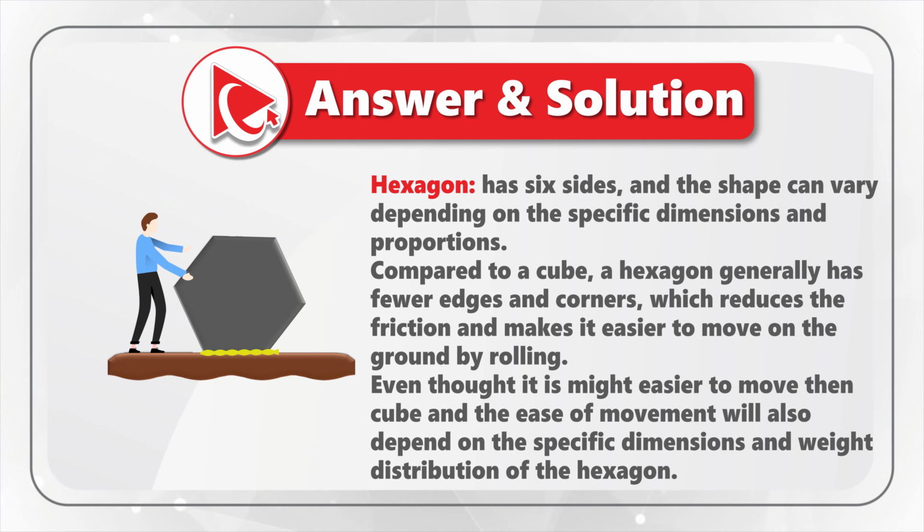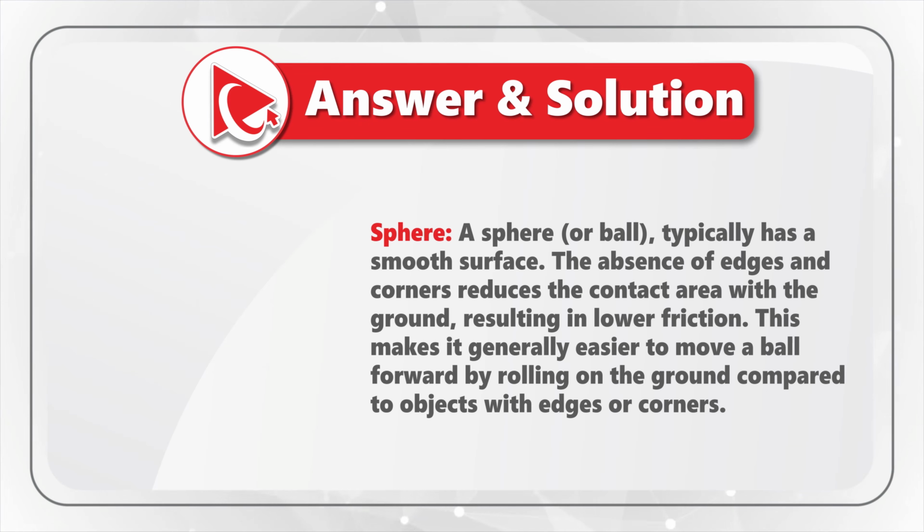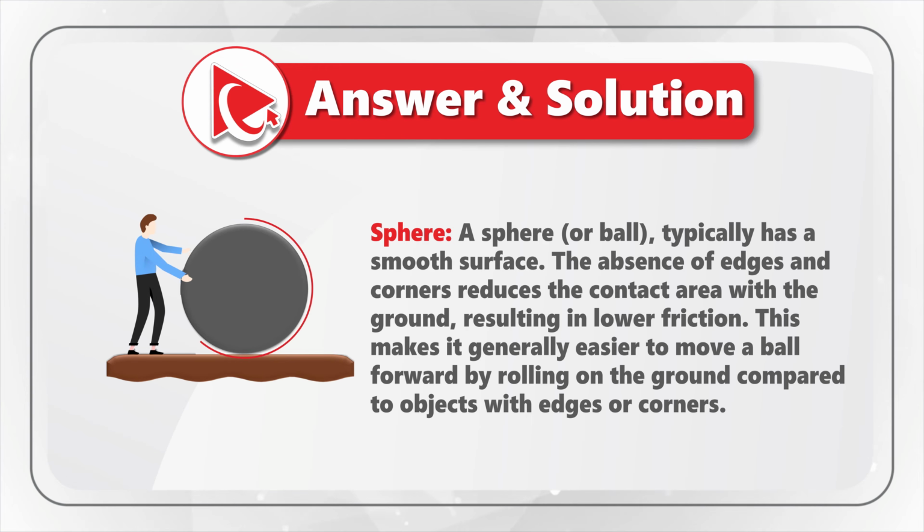Even though it might be easier to move than the cube, the ease of movement will also depend on the specific dimensions and weight distribution of the hexagon. Which brings us to choice C, sphere or ball, which typically has a smooth surface.